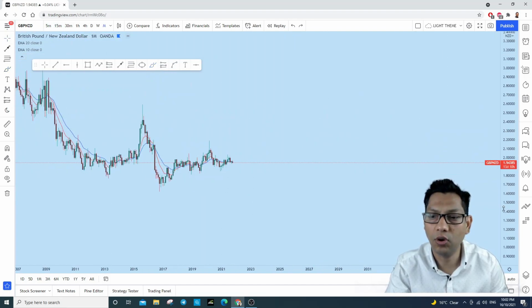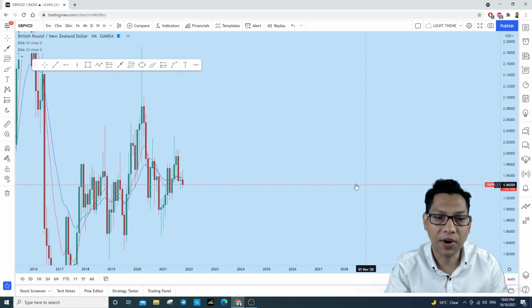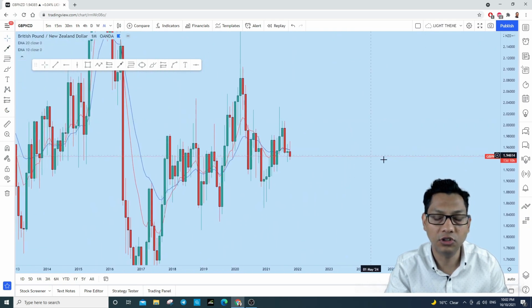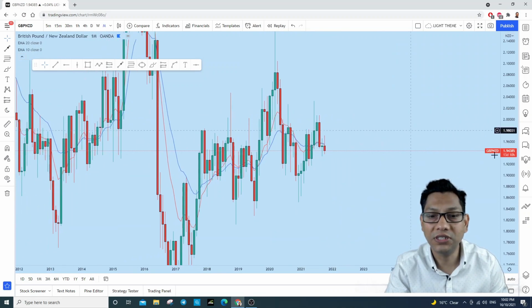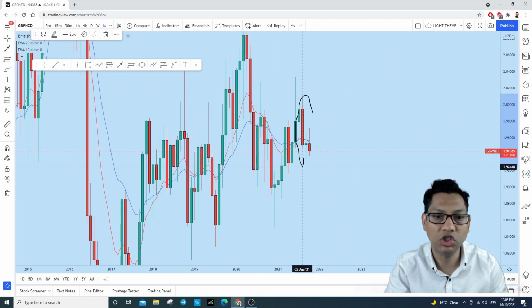Now let's narrow down to the recent time frame to see the price action on this instrument. Look at the previous 3 months' candlestick pattern. First of all, look at this one, a strong bearish candle, right? So this is a strong bearish engulfer.